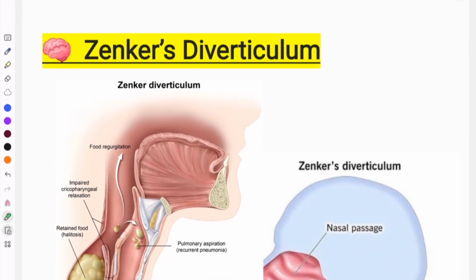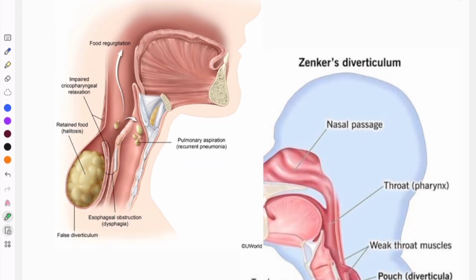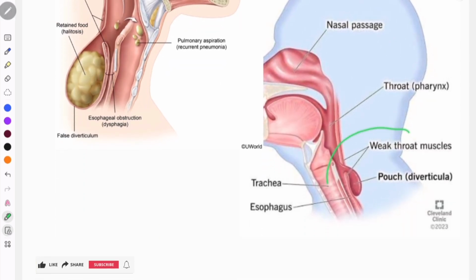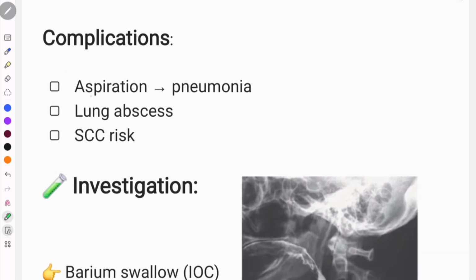Let's move to a very important topic, which is Zenker diverticulum, also known as a false diverticulum. Yes, it's not untrue, it's a false diverticulum. This is mostly seen in elderly people. Look at this image. You can see the weak throat muscle, which forms the false diverticulum like a pouch. The major symptoms are dysphagia, which is most common, and food regurgitation and halitosis, and complications include aspiration pneumonia and lung abscess, with a risk of squamous cell carcinoma.